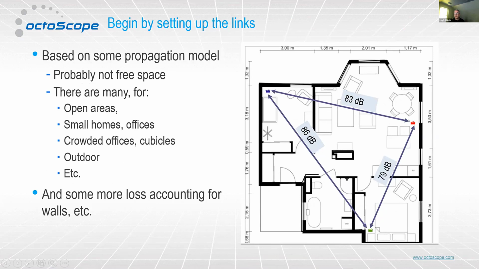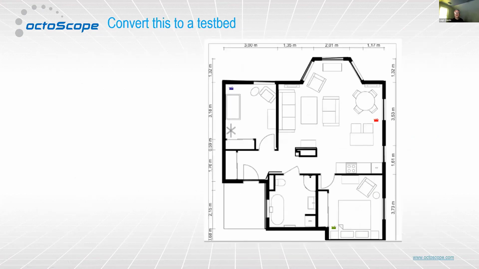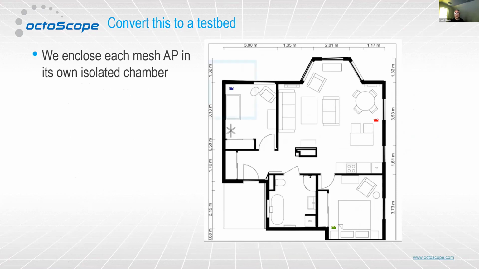So we can say, well, between red and blue, there should be 83 dB of path loss. Between blue and green, there should be 86. Between green and red, there should be 79. Okay, so now we know that. All right, so what does that mean? What do we do with that information? Well, we can now convert this to a test bed, right?